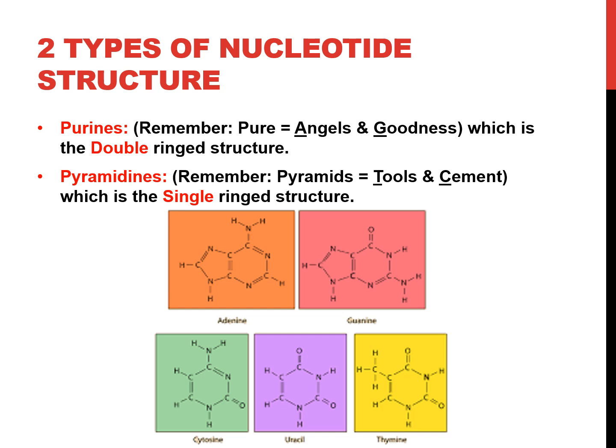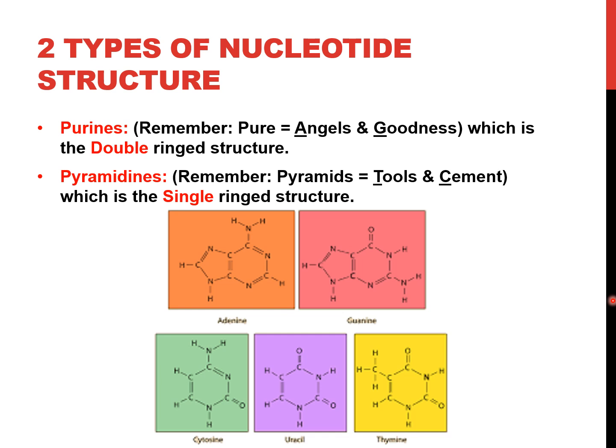Lastly, we have the type of nucleotide structure. Again, this probably isn't the most important thing, but something to remember. And there is a little pseudonym, I guess you could say. So we have purines and pyrimidines. So purines, this is how I remember it. They're pure, so angels and goodness. So it's A and G with the double ring structure. So you can see that in the first two. So adenine, guanine, angels, goodness.